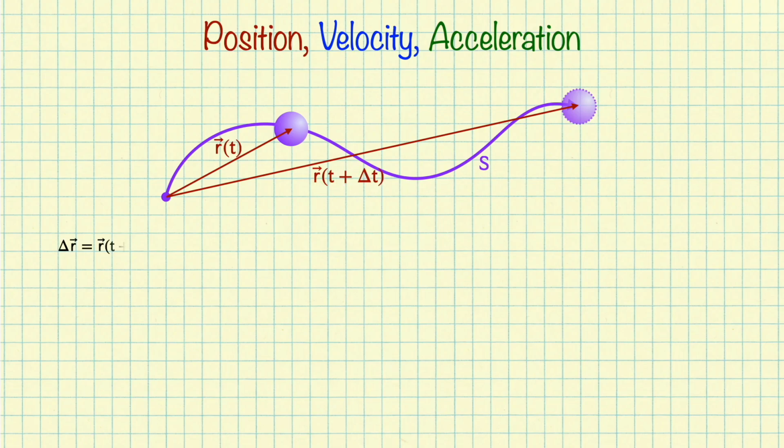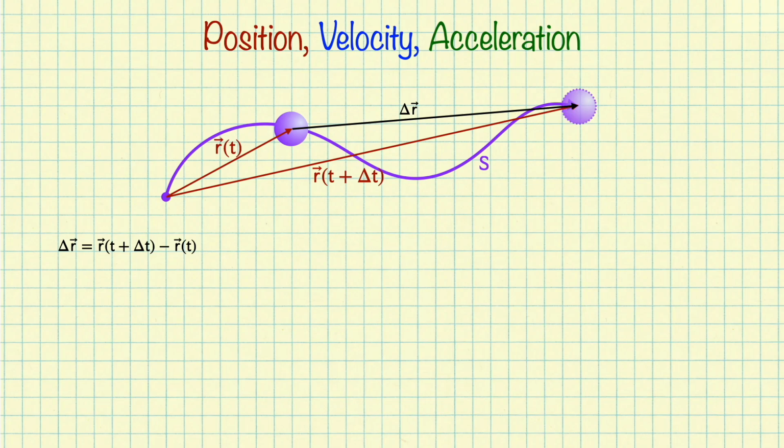The change in position is the final position minus the original position. If you watched my previous video on vectors, you know how to subtract vectors. This negative sign means you run backwards along r at time t, so backwards along this arrow, and then forwards along r at time t plus delta t. And the resultant vector is a vector that points from your original position to your final position.